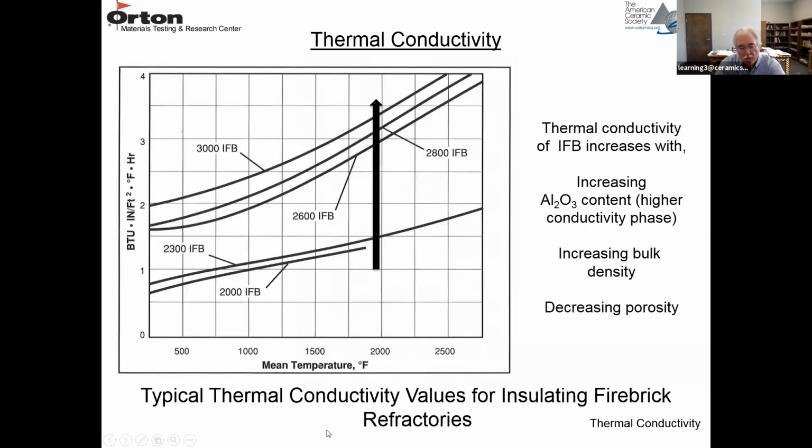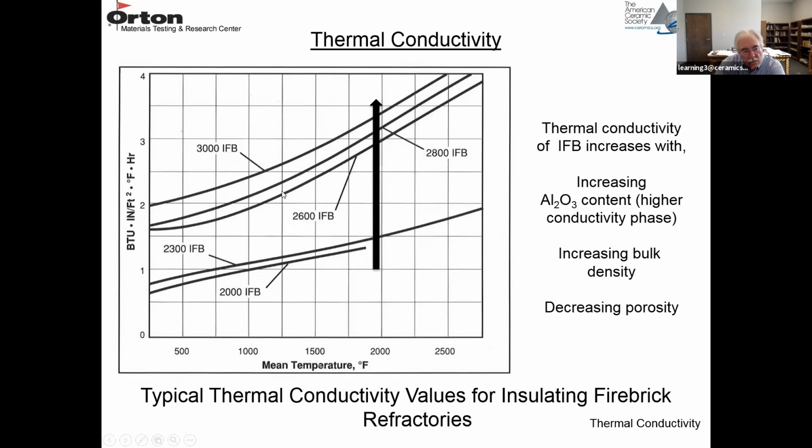So for some typical refractories, these are insulating fire brick. This is thermal conductivity in English units. It's BTU times inch per foot squared times degrees F times hour. So conductivity versus temperature for some different types of insulating fire bricks, IFBs. They go from 2000 to 2300 to 2600 to 2800 to 3000. Those are the typical use temperatures for IFBs. They're made to these temperatures.